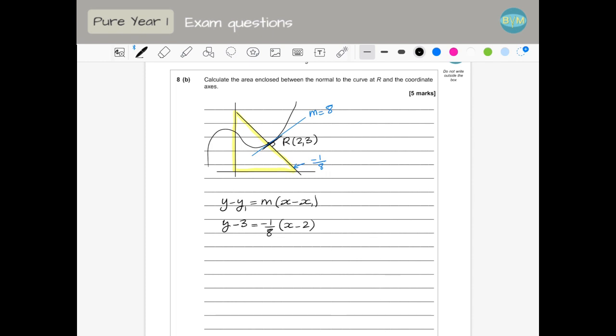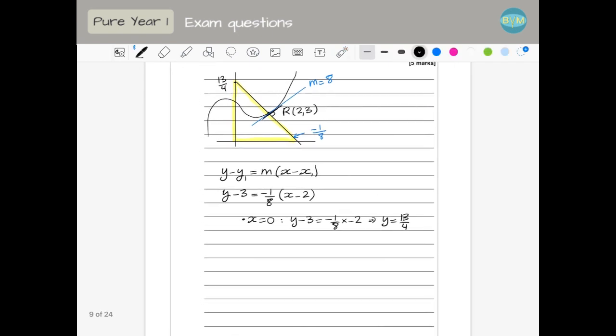This is the equation of the line, and now I need to find the points of intersection with this axis and with this axis. So I'm going to do x equals 0, and substitute x by 0 here. So I have y minus 3 is minus 1/8 times minus 2. So from here, y is 13 quarters. This is this point here, 13/4, which means this length is 13/4.